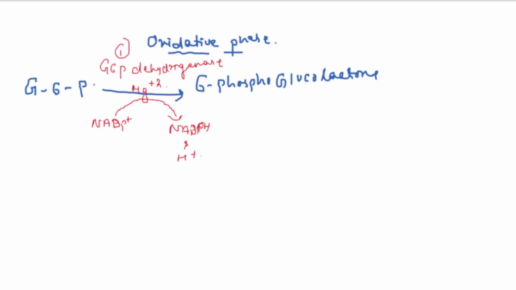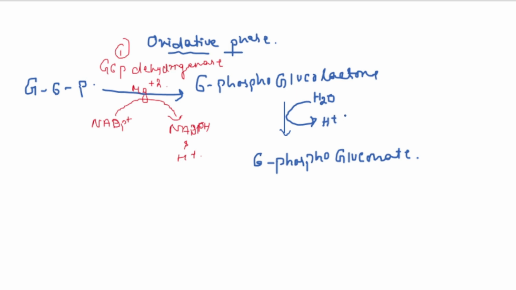What is the next step now? In the next step, the 6-phosphoglucolactone is converted into another molecule known as 6-phosphogluconate. During this, one molecule of water is utilized and H plus is removed. The enzyme required here is gluconolactonase. Okay, now this is the second step.